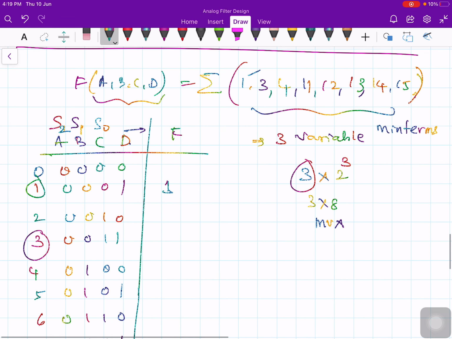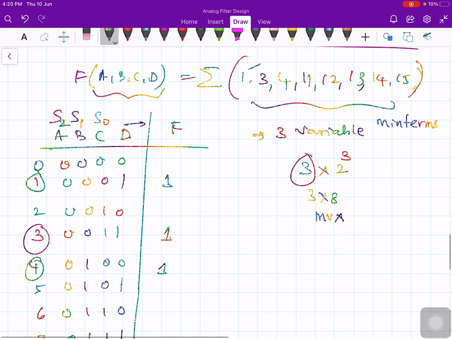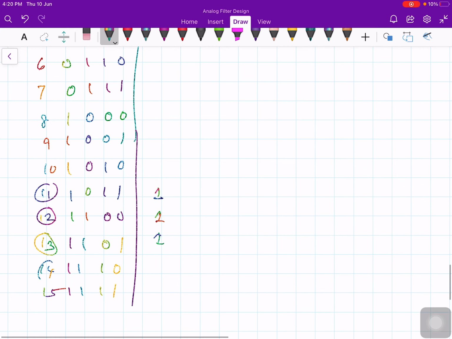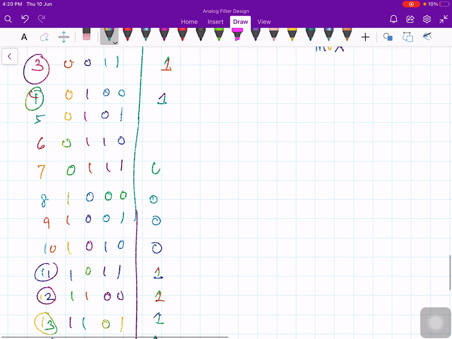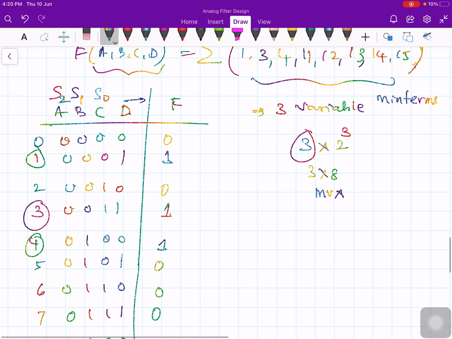For 3 the output is 1. For 4 the output is 1. Then afterwards 11, 12, 13, 14, 15. So for 11 output is logic 1, 12 output is 1, 13 output is 1, 14 output is 1, 15 output is 1. That's it. Now for the rest of the combinations the output is 0. You fill it up with 0, and here also 0 and here also 0. That's it. Now look at the combinations.